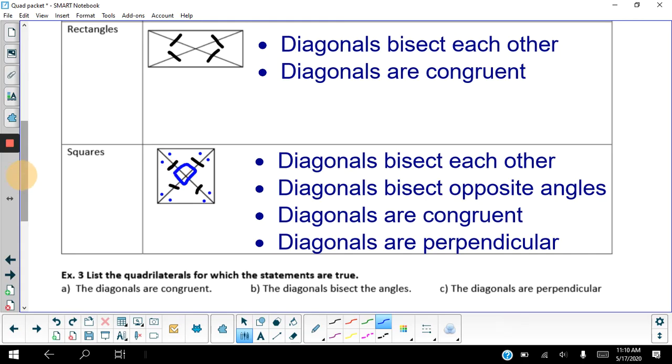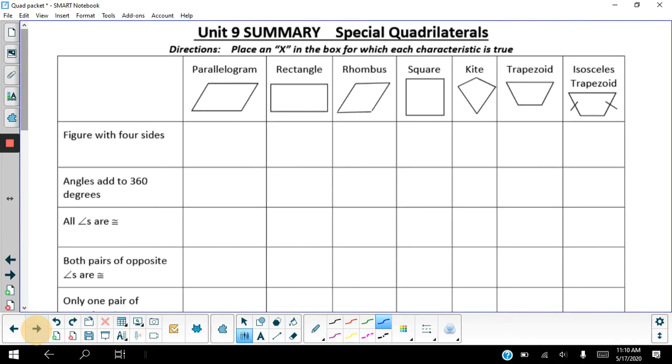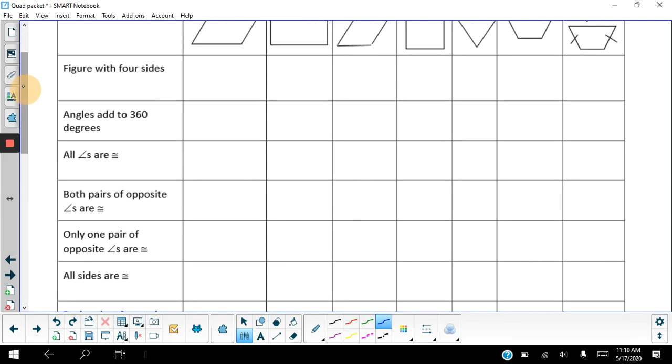Okay? And we'll do this part right now at this screen. So, a little summary here. I know it says Unit 9. That's something old that I used, so don't ignore that. All right, so here goes. We're going to place an X in the box where each characteristic is true.